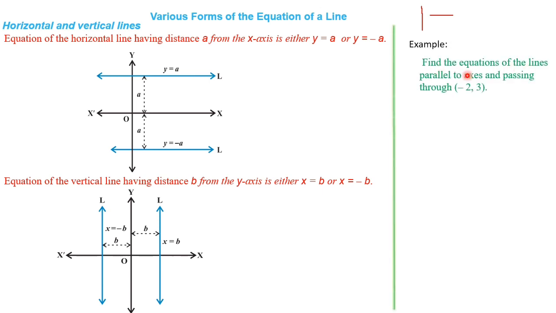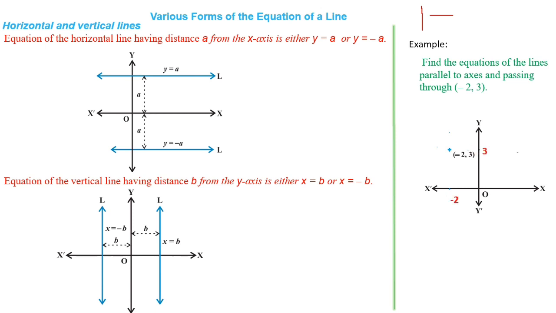Find the equations of the lines parallel to the axes, both the x-axis and y-axis, and passing through the point minus 2, 3. See that the point is given to us, minus 2, 3. Minus 2 is the x value, so on the x-axis, when you go left, here will be minus 2. On the y-axis, here will be 3.